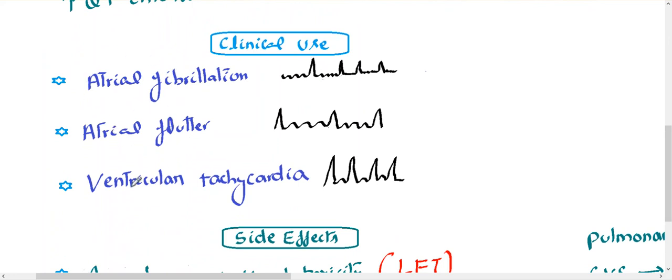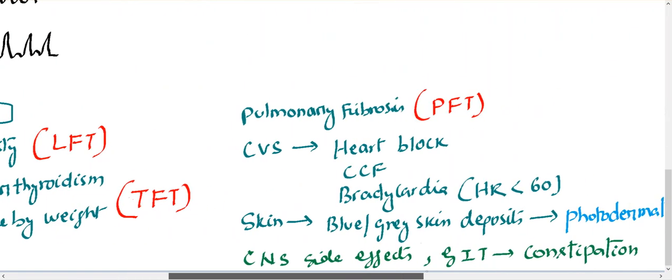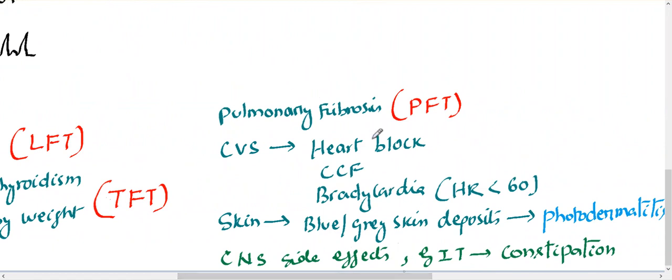Now coming to the clinical use, class 3 antiarrhythmic drugs are used in atrial fibrillation, atrial flutter and ventricular tachycardia. The high yield side effect of amiodarone is hepatotoxicity. That's why you have to do a liver function test. It is also important that amiodarone is 40% iodine by weight, so it can cause hypothyroidism or hyperthyroidism. That's why it is also important to do a thyroid function test. And the next is it can cause pulmonary fibrosis, so again it is important to do a pulmonary function test.